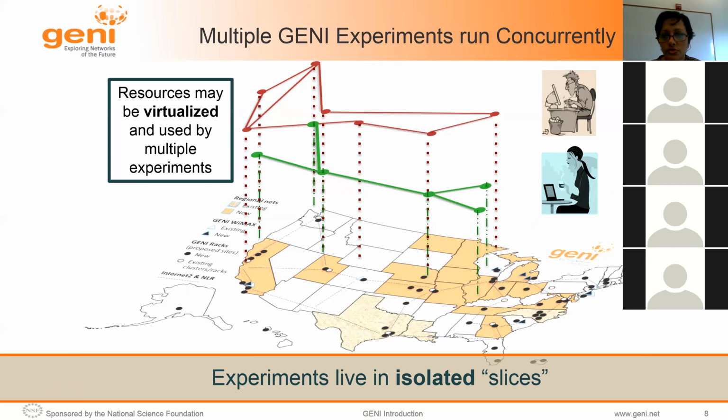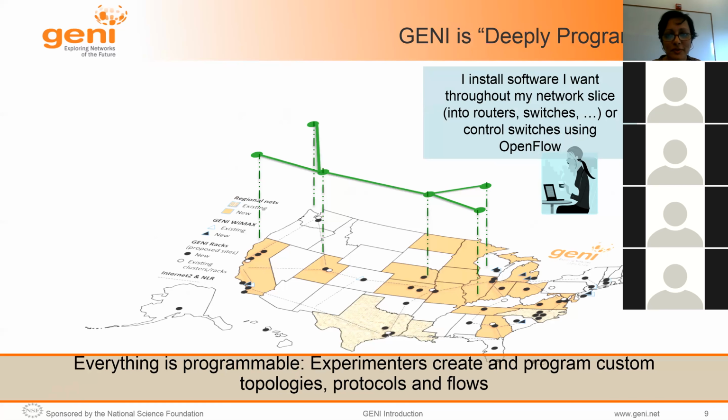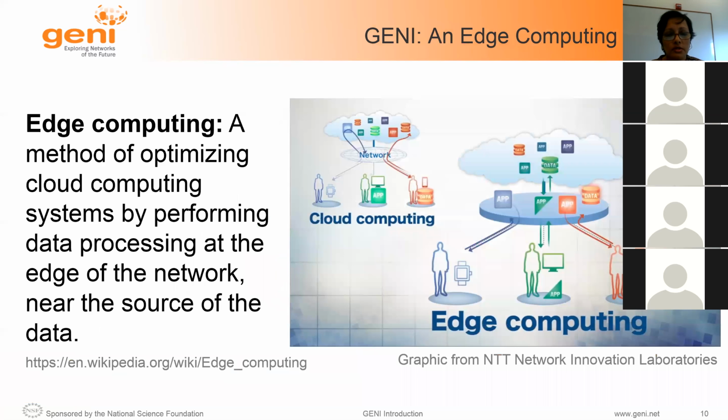And the cartoons you see on the right there have been used for illustrating GENI users for a very long time. So what happens? You create your own experiment. You can install software throughout your network slice, not just on the virtual machines. You can program routers, switches, all of it. So again, back to the deeply programmable, that's what that is. And you can think of GENI as an edge computing platform.